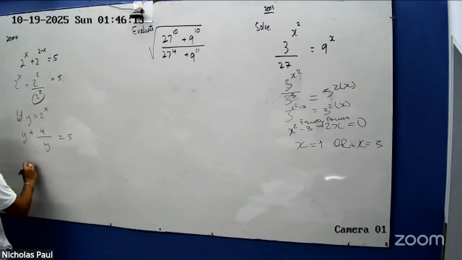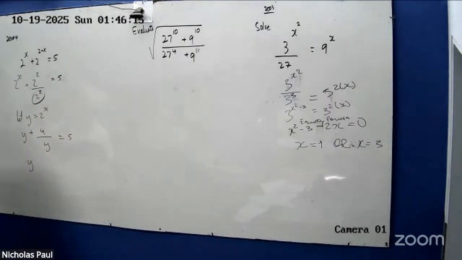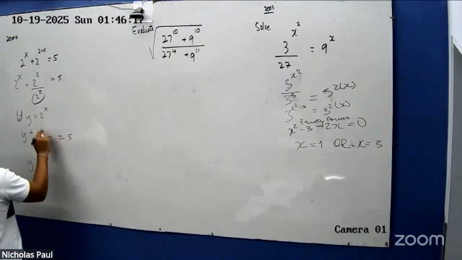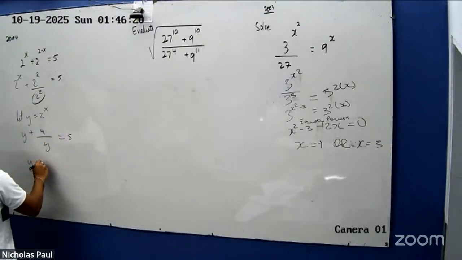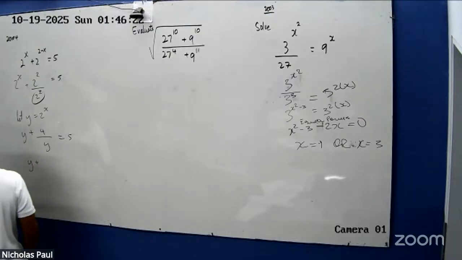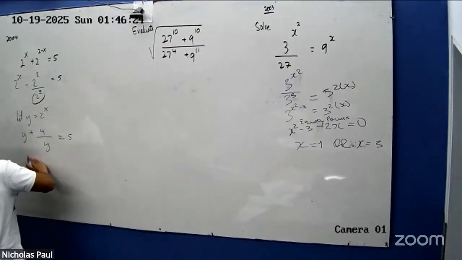Right? How do you get rid of the fraction? What do you do? Bring it up. So multiply everything by y. Multiply everything by y.